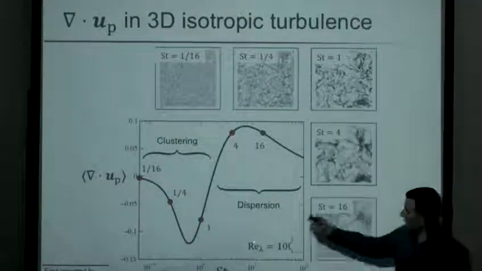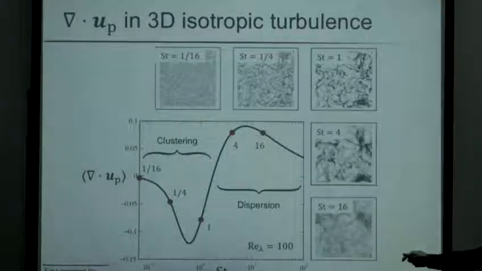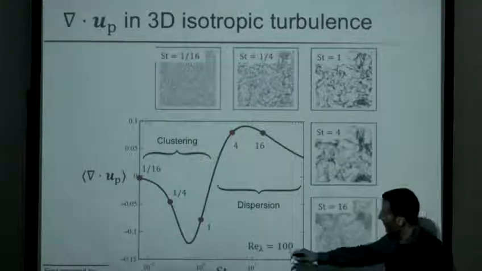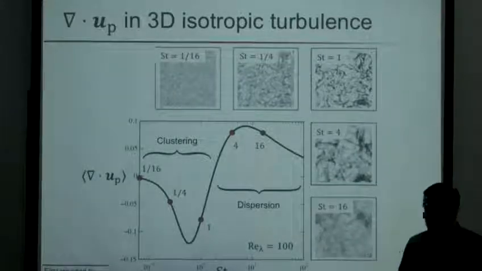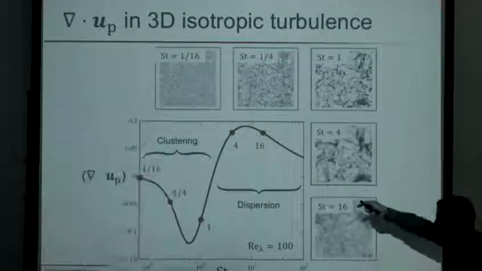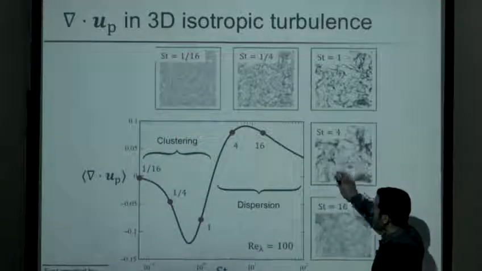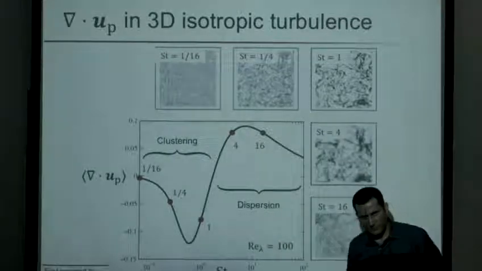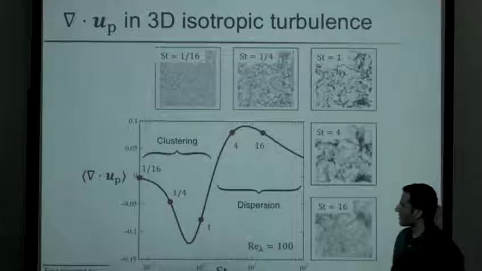But in the middle, you're going to have a very non-monotonic behavior. What this means is that you're going to have a lot of clustering at a Stokes number of order 1, when that divergence becomes negative. This is an average quantity, which could cross over to a positive value, meaning that despite the fact that you might still have clustering, it might give you some positive value for that divergence quantity.